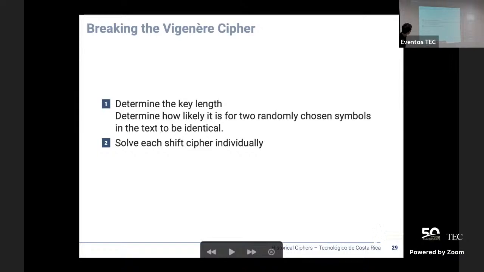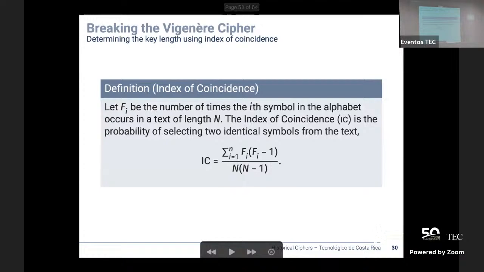What did I write here? Determine how likely it is. Yes, so what is the approach to determine the key length? We need to find a way of determining how likely it is that two randomly chosen symbols in the text are identical. We will see in a bit what this really means. Namely, we again have a definition for this, which is the index of coincidence. So coincidence: how likely it is that two letters are the same.